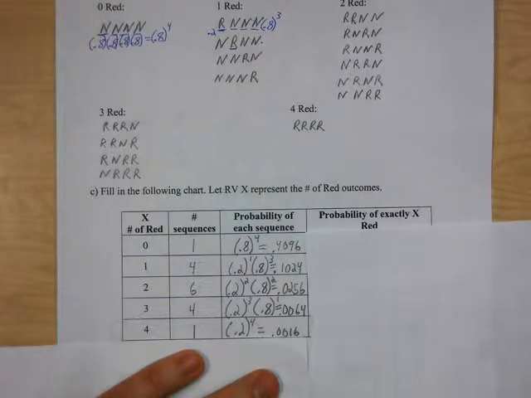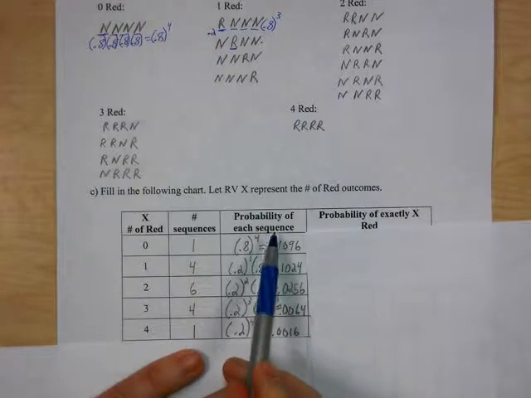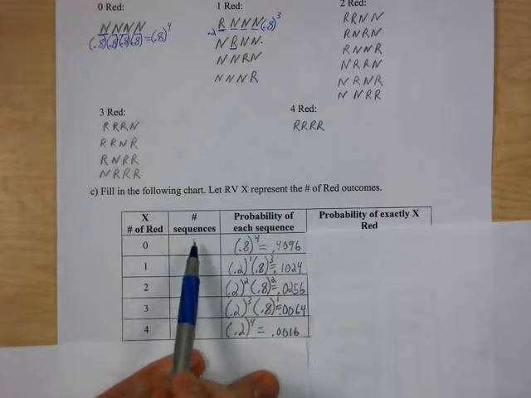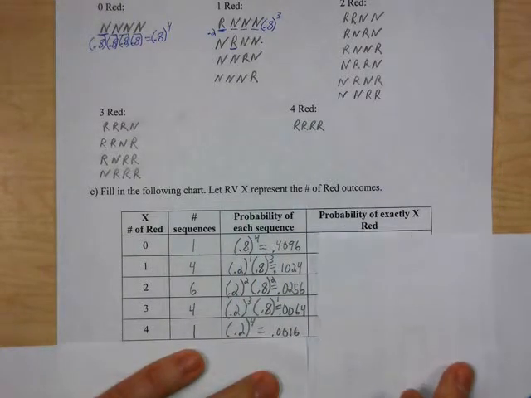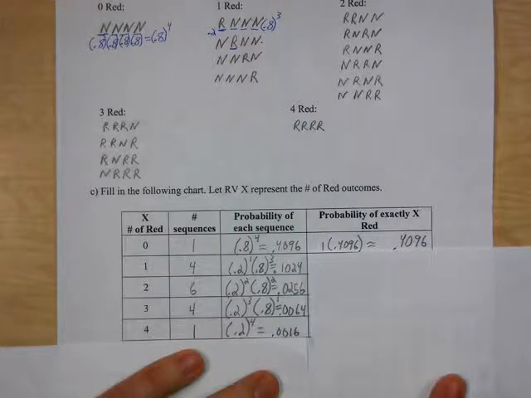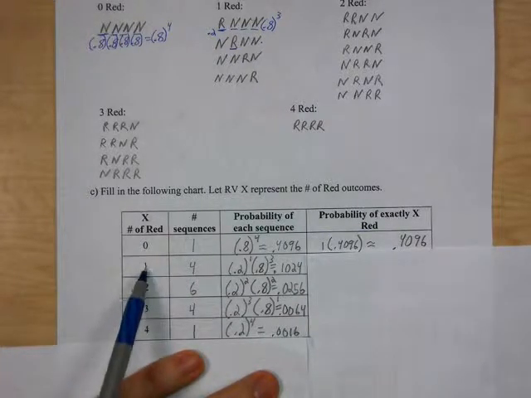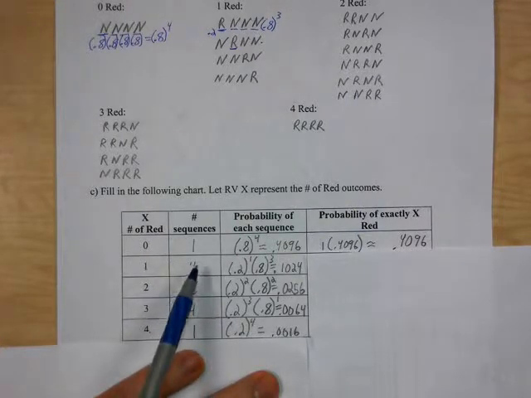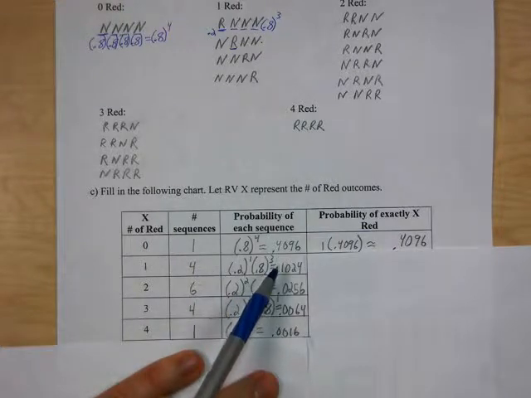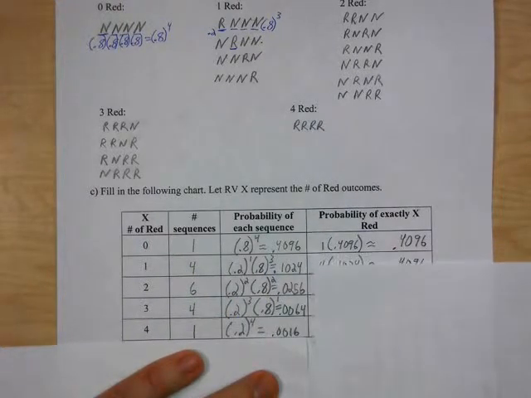Now, what's essential to understand here is to recognize that this column represents the probability of each sequence. So 0 red could only happen one way. So the probability of exactly 0 red is 1 times that sequence, 0.4096. The probability of 1 red, well, 1 red could happen 4 different ways.